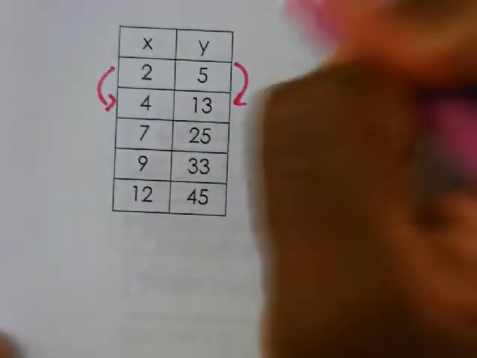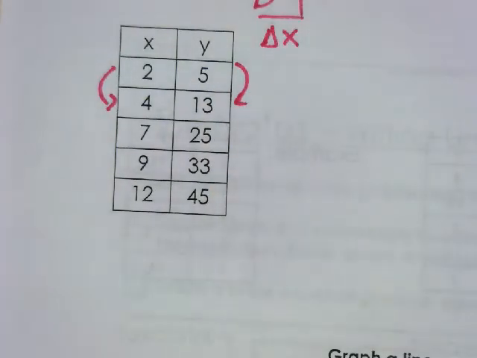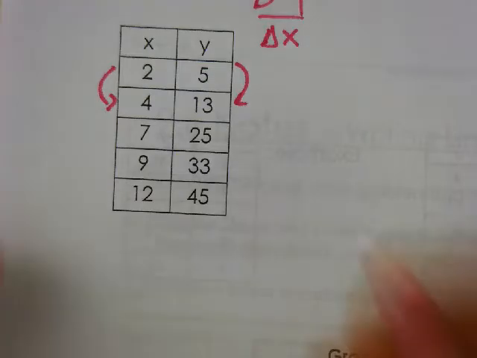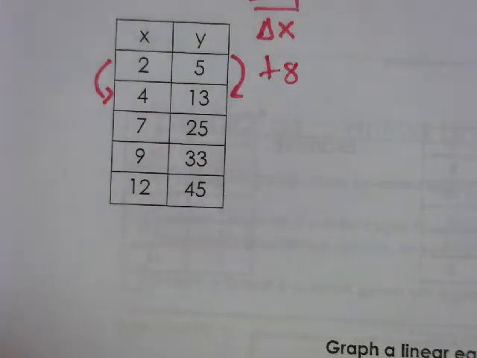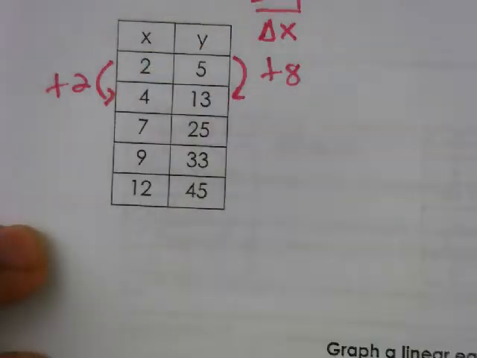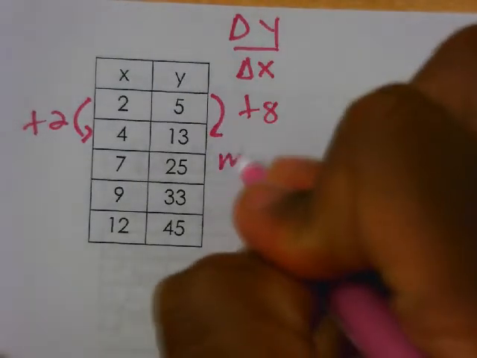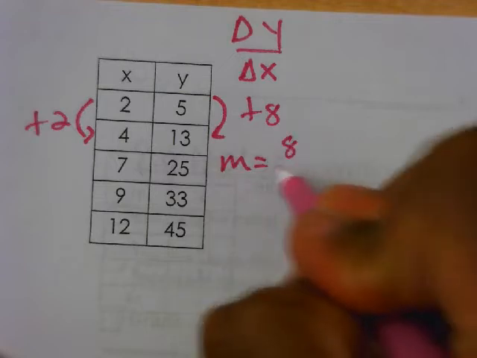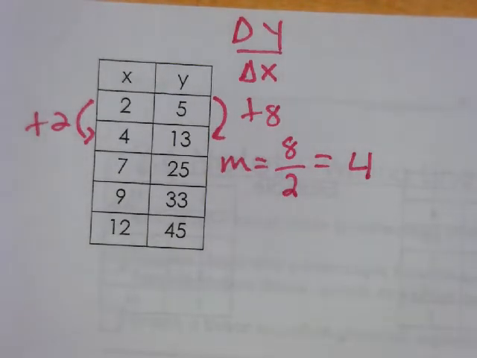So the change in y over the change in x. So from 5 to 13 is 8, plus 8. And then from 2 to 4 is plus 2. So my slope, m, is equal to 8 over 2. 8 divided by 2 is 4. So my slope is equal to 4.